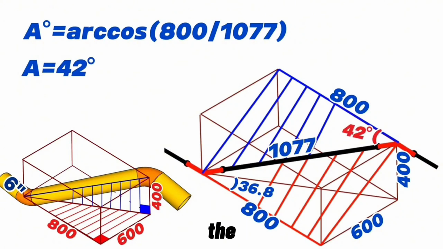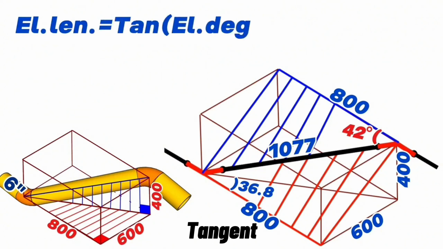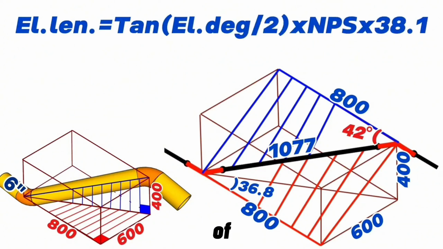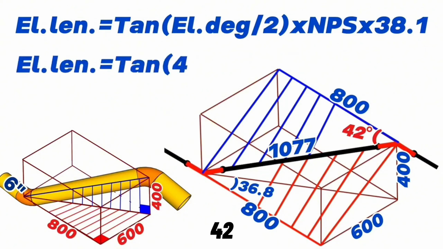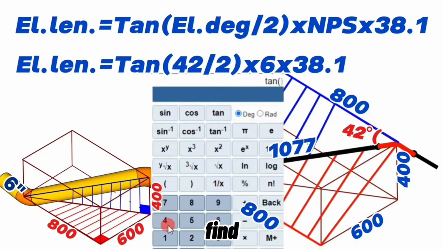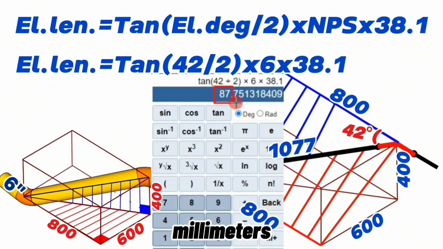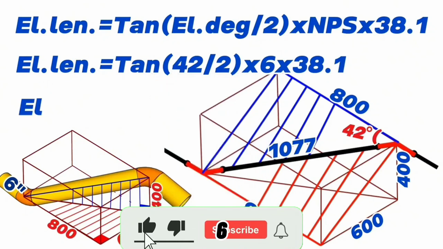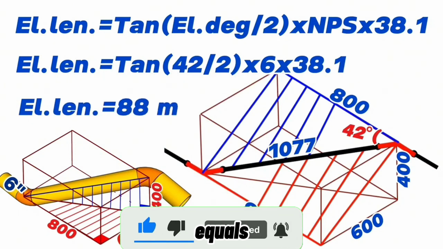Now let's calculate the dimension of the elbows from the center to the end. The formula for calculating center to end distance of such cut elbows is as follows. Elbow length in millimeters is equal to tangent elbow degree divided by 2, multiplied by nominal pipe size of elbow NPS, multiplied by 38.1. Now we will write details of the 6-inch 42 degree elbow into this formula. 6-inch 42 degree butt weld elbow center to end dimension will be equal to tangent 42 divided by 2, multiplied by 6, multiplied by 38.1. Using the scientific calculator, we find that this approximately equals 88 millimeters. So, we calculated and found that 6-inch 42 degree butt weld elbow center to end dimension is equal to 88 millimeters.